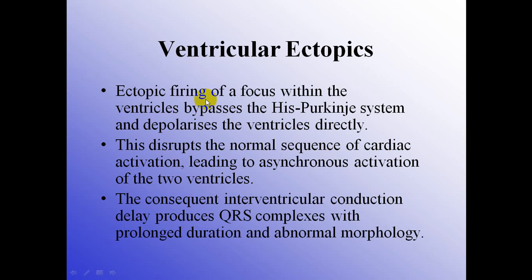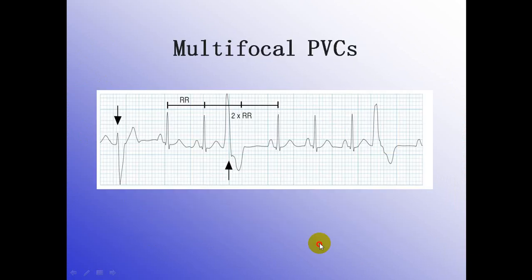Ectopic firing of a focus within the ventricle bypasses the His-Purkinje system and depolarizes the ventricle directly. That is why the QRS complex is bizarre and wide. This disrupts the normal sequence of cardiac activation, as we know, from the SA node down to the ventricle, leading to asynchronous activation of the two ventricles, I mean the right different from the left. The consequent interventricular conduction delay produces a QRS complex with a prolonged duration and abnormal morphology.